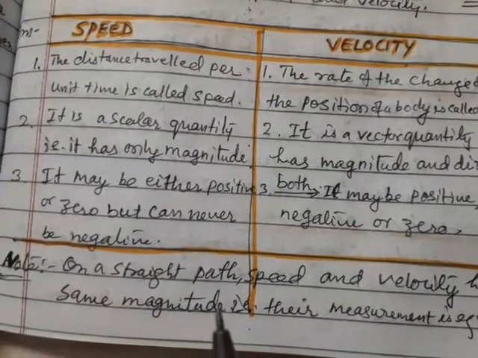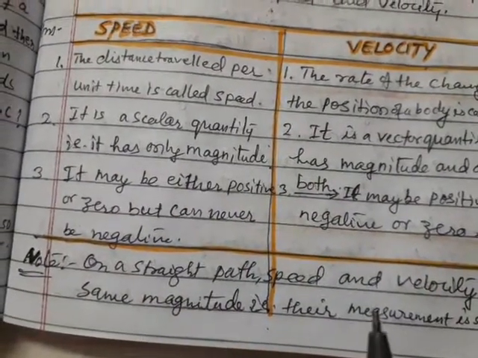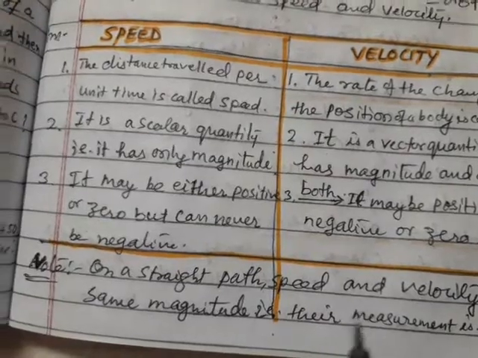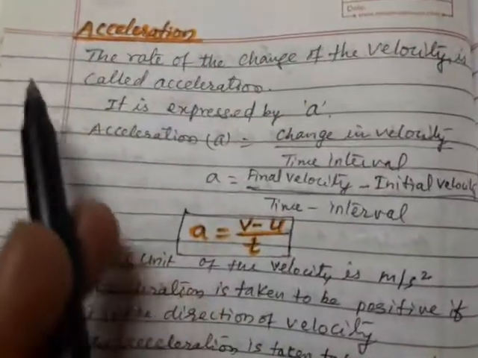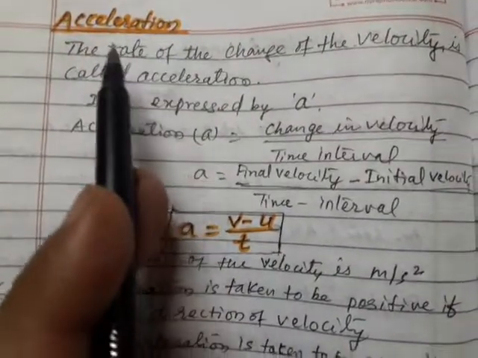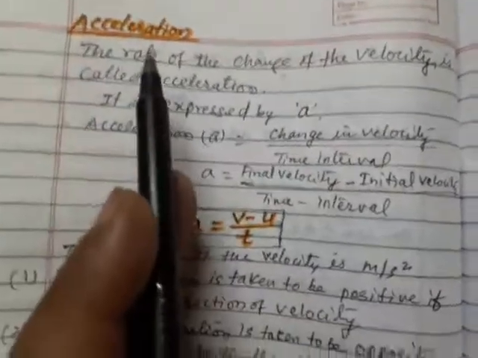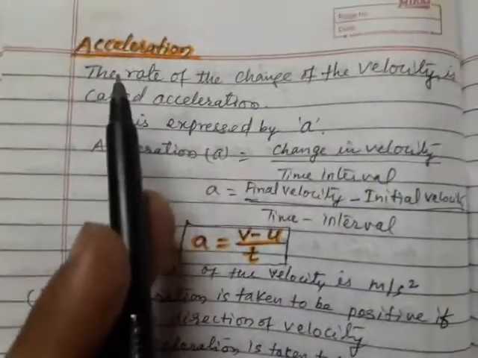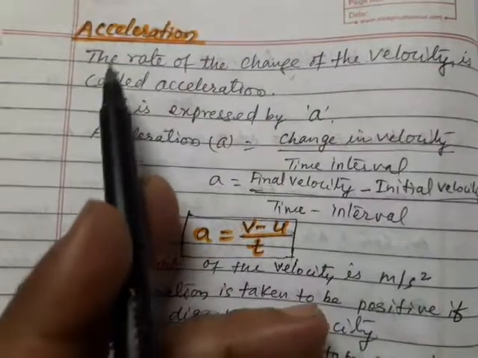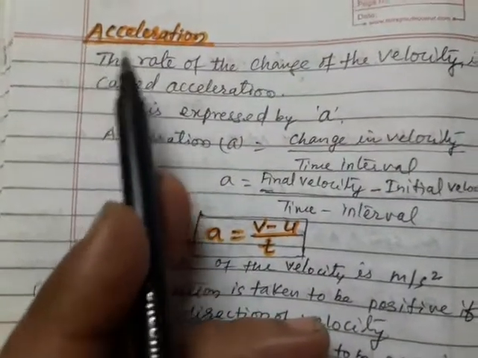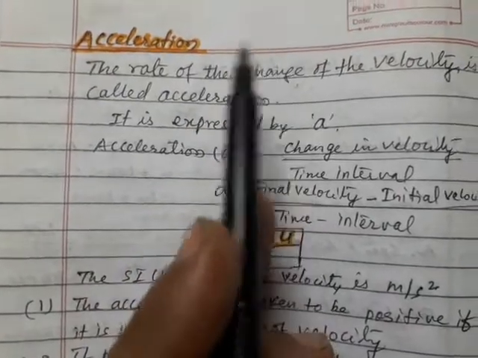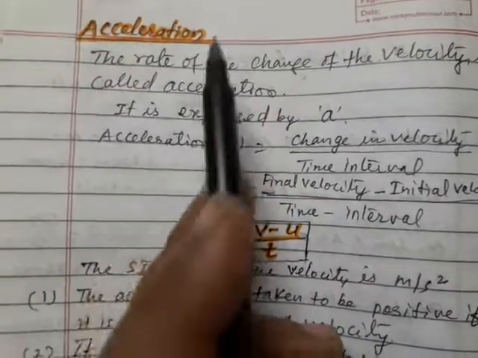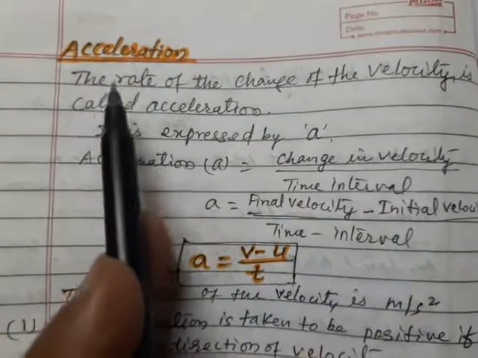Other than a straight line path, the speed and velocity are not the same. Okay. Next, students, our topic is acceleration. If the velocity of the body changes, then what do we say about the motion of the body? If the speed or velocity of the body changes, then there is another term that is called acceleration.